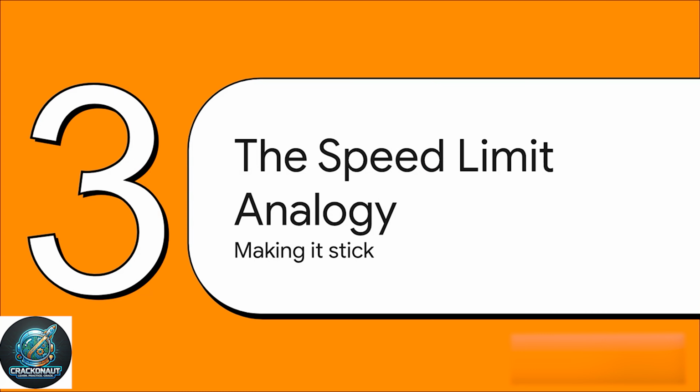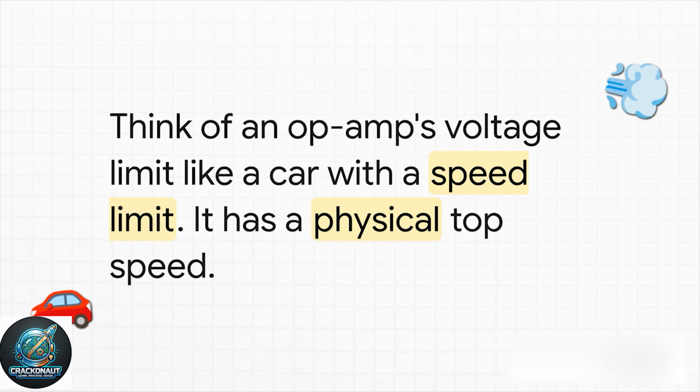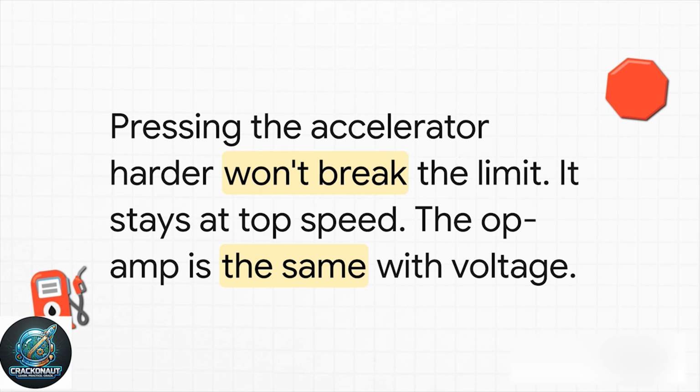End of story. Okay, to really make this idea of a physical limit click, let's use a really simple analogy from everyday life. It helps a ton. So just forget about op-amps and volts for a second. Imagine you're driving a car. Now, that car has a top speed, right? Let's say it's 100 miles per hour. No matter what, it physically cannot go faster than that. That's its limit. You can stomp on the gas pedal, push it all the way to the floor, but that car is not going to hit 120. It's just going to stay maxed out, pegged at 100. The engine is screaming, giving it everything it has, but it just can't break that physical barrier.